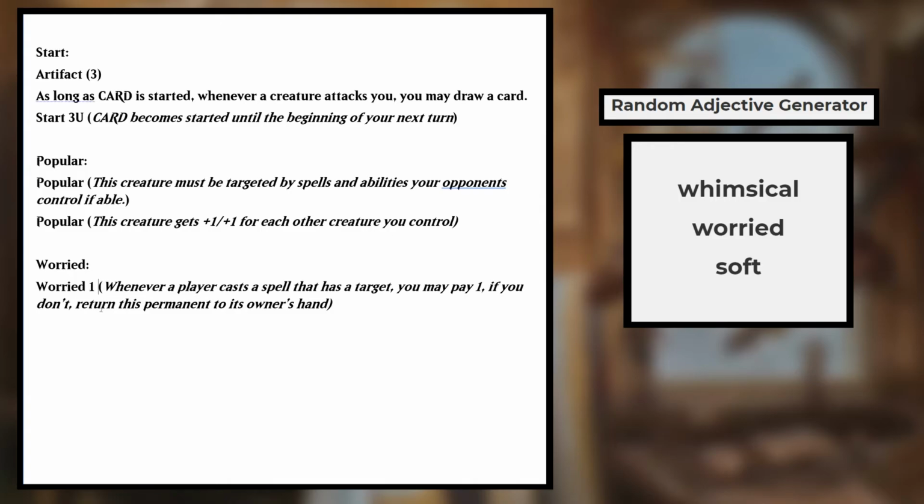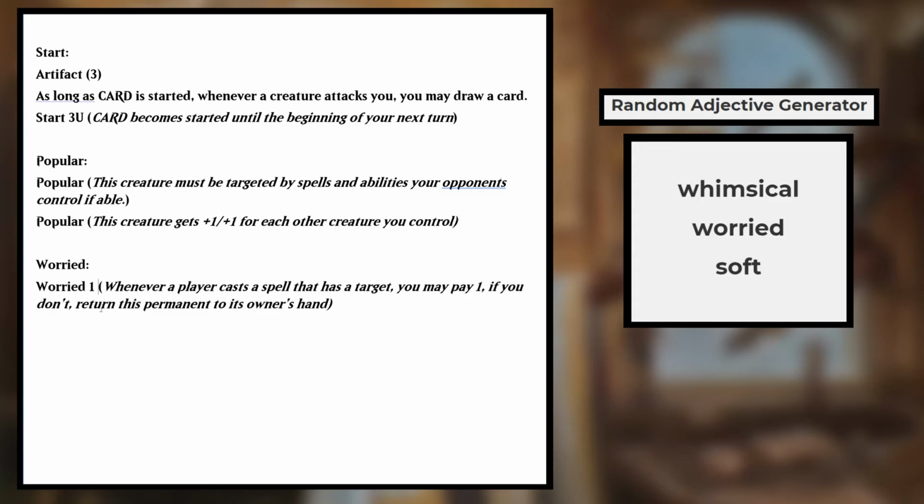It could be worried 1, so it could be worried 2, and now you have to pay 2 for every spell that has a target. And so the idea here is that this creature is so skittish, and I don't know if that's the right word to use, but they worry about everything. So, you're going to target something, even if it's not being targeted, it wants to go back to your hand, but you have to motivate it to stay down by using mana.